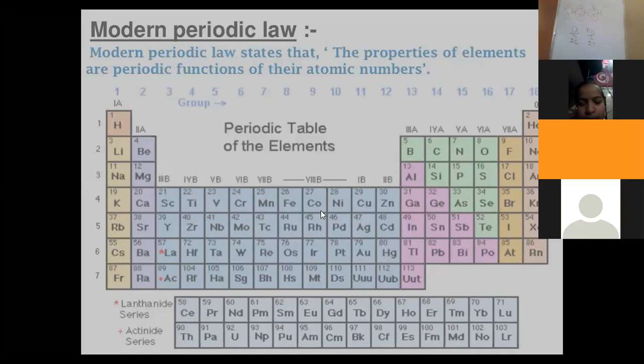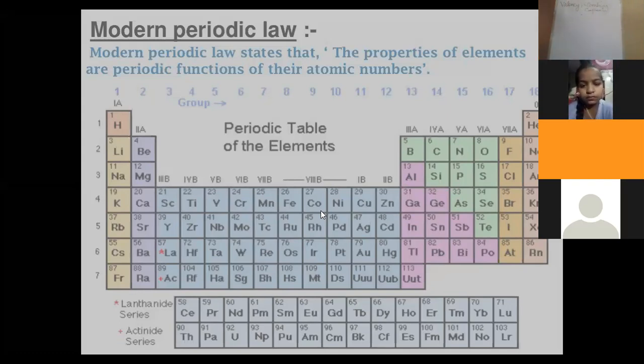Now we are going to discuss the trends in the modern periodic table. There are certain trends in the modern periodic table. Now what are the trends in the periodic table? One by one, I would like to discuss them. First is valency. Valency means the combining capacity. Valency is the combining capacity of an atom of an element, right?